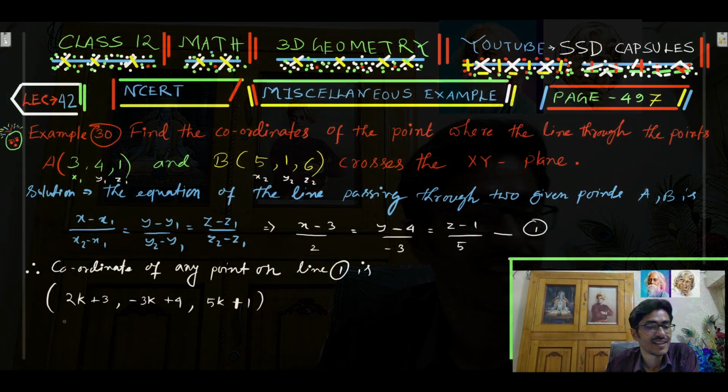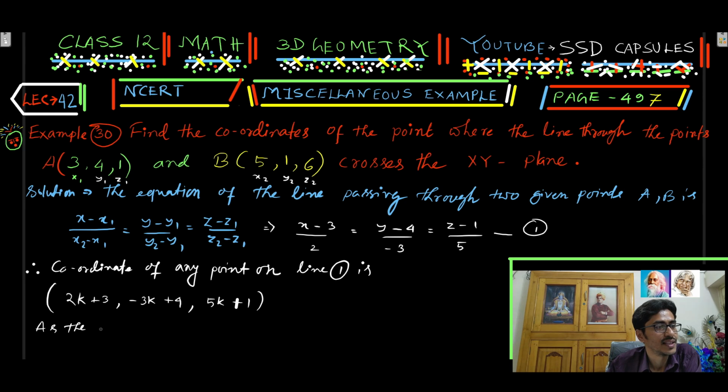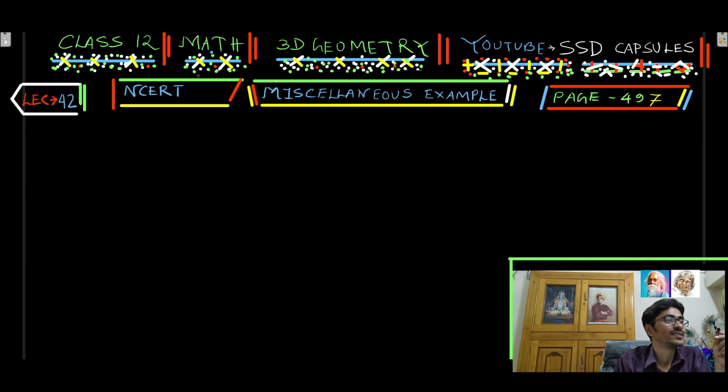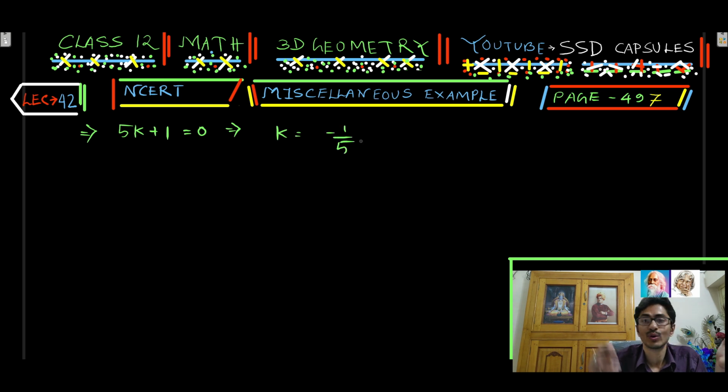So that information we are going to use in this problem. As the line AB crosses the XY plane, therefore the z coordinate is 0. So from here 5k plus 1 equal to 0, which implies k equal to minus 1 by 5. So we have the value of k in our hand, right? So we will just put the value of k and we will derive the desired coordinate of the point.